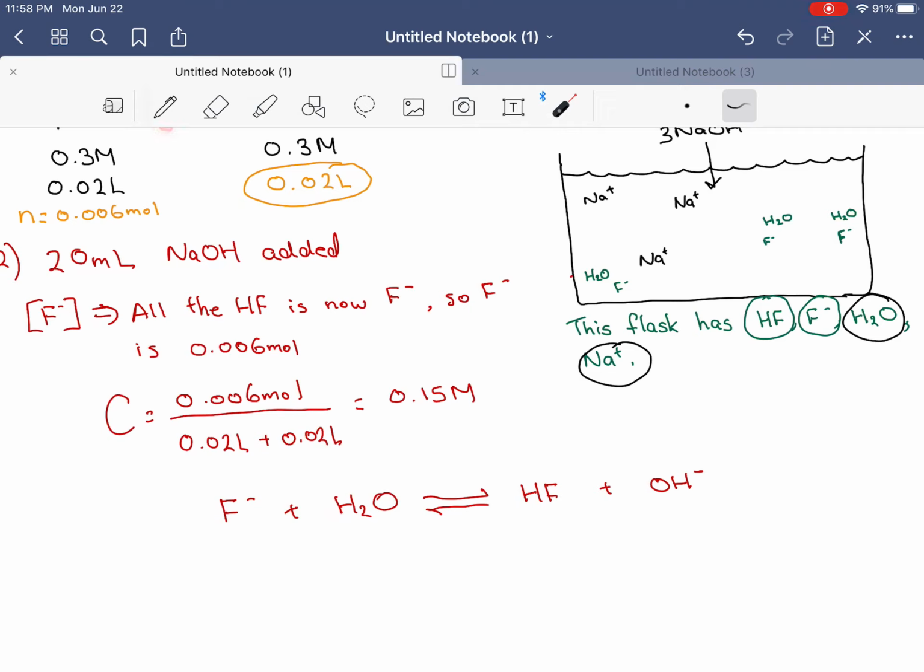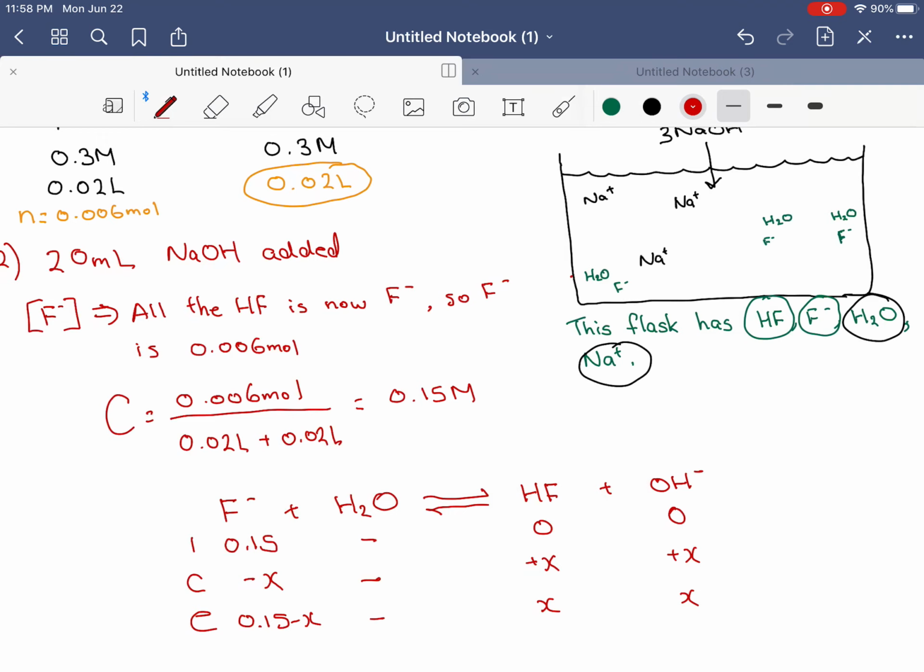Okay, we need a nice table. Because initially we have 0.15 of this as we calculated. Water is never, ever, ever part of the ICE table calculation. We know that already. And we start out with none of these. And we know that F minus is going to go down in concentration because this is going to react. So less F minus is going to be there, which means HF is going to be created. OH minus is going to be created. So at equilibrium, that is what we're looking at.